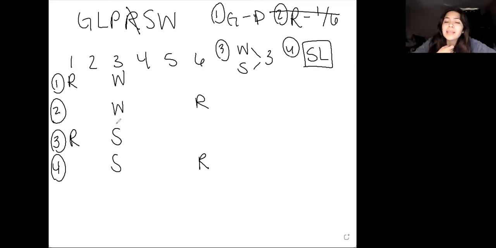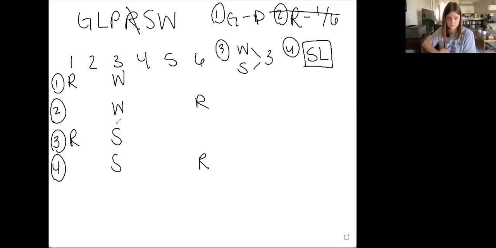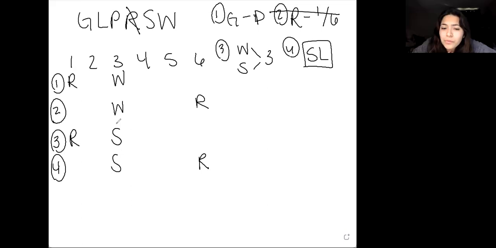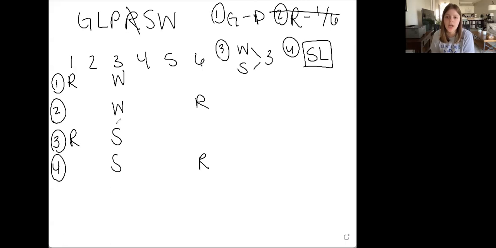So with that being said, since we do have S, could I have combined those rules or no? Because S and L is together. You could. It would just kind of look a little different.